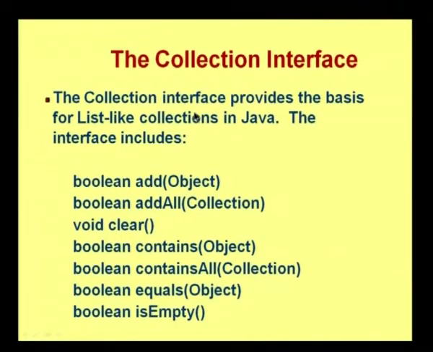You can see here the collection interface provides the basics for list-like collections in Java. The interface includes the add method, so I can add any object into my collection. Then I have addAll, which adds not one single object but a collection of objects. Next, I can clear my collection. With contains, I can check whether an object is available. I can check whether a collection is contained in a particular collection, whether a collection is equal to a particular object, and whether it is empty. All these are methods in the collection interface.